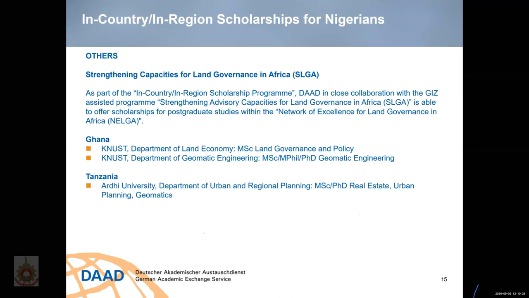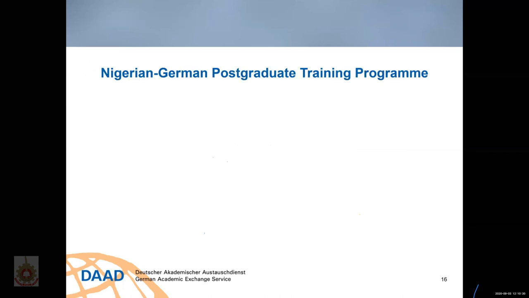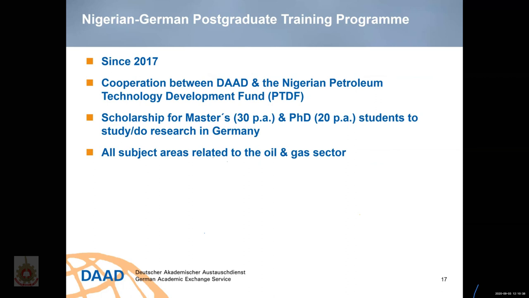I'm coming now to the next program, which has the name Nigerian German Postgraduate Training Program. This program is in existence since 2017. It's a cooperation between DAAD and PTDF, the Nigerian Petroleum Technology Development Fund. And every year, PTDF and DAAD are able to offer scholarships for master programs, 30 scholarships per year, and for PhD, 20 scholarships per year, for Nigerian students to study or do research in Germany.